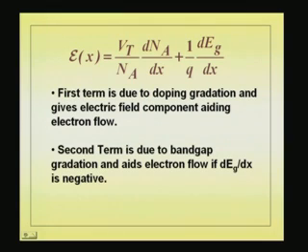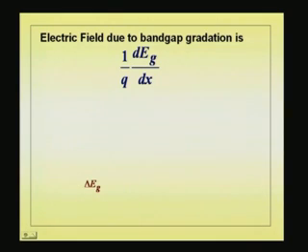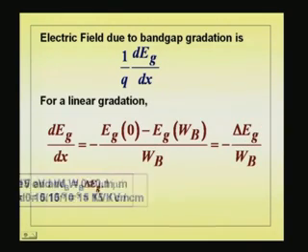What about the second term? The second term is due to the band gap gradation and aids electron flow if dEg by dx is negative, which means the band gap at the collector edge, at Wb, should be less than the band gap at the emitter base junction edge.